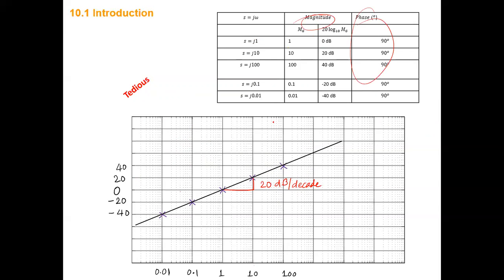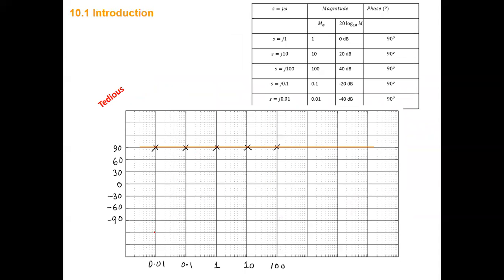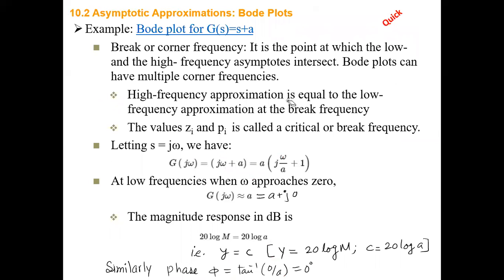Now we did the magnitude part. Let's do the phase part. As you might have already expected, the phase part should be easy, because for each of them the phase is the same: at 0.1, 90; at 1, 90; at 10, 90; at 100, 90. It's the same all the way. Guys, any questions so far? So far, so good. Let's do one more example.